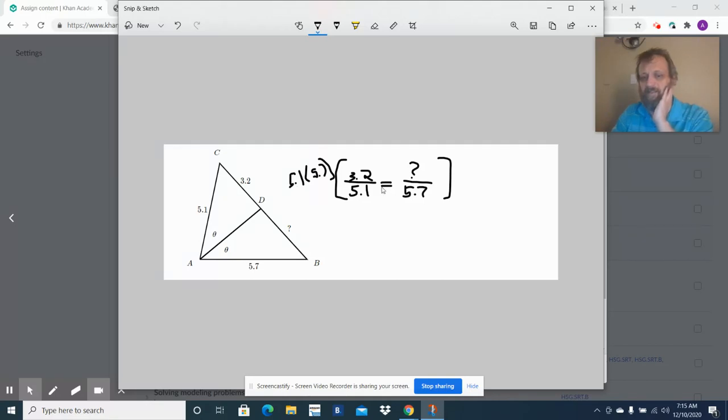So again, when you take this times this, the 5.1's reduce, and you're left with 5.7 times 3.2. Now, here's the thing. Typically, I am not an estimator type person. However, okay, so now you take this times this, the 5.7's cancel. You're left with 5.1 times my question mark. Now, to solve this, you take that times that, and you divide by that number. So 5.7 times 3.2 divided by 5.1.